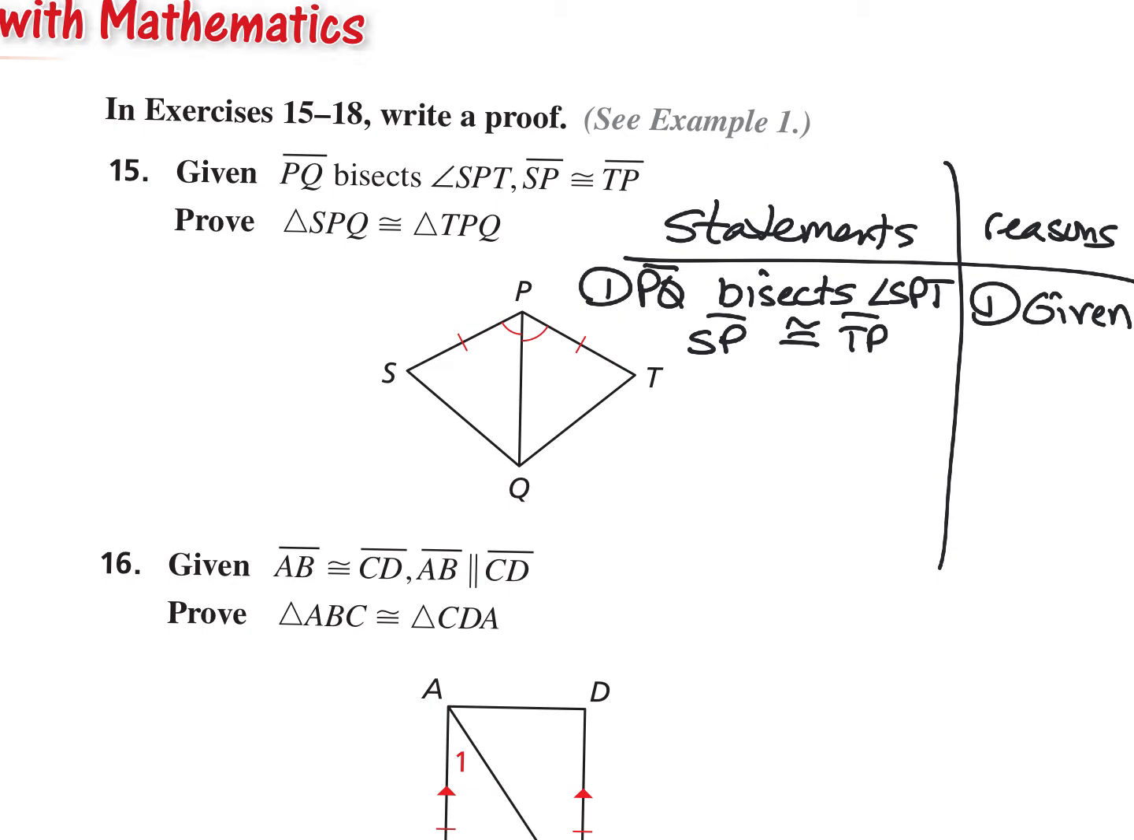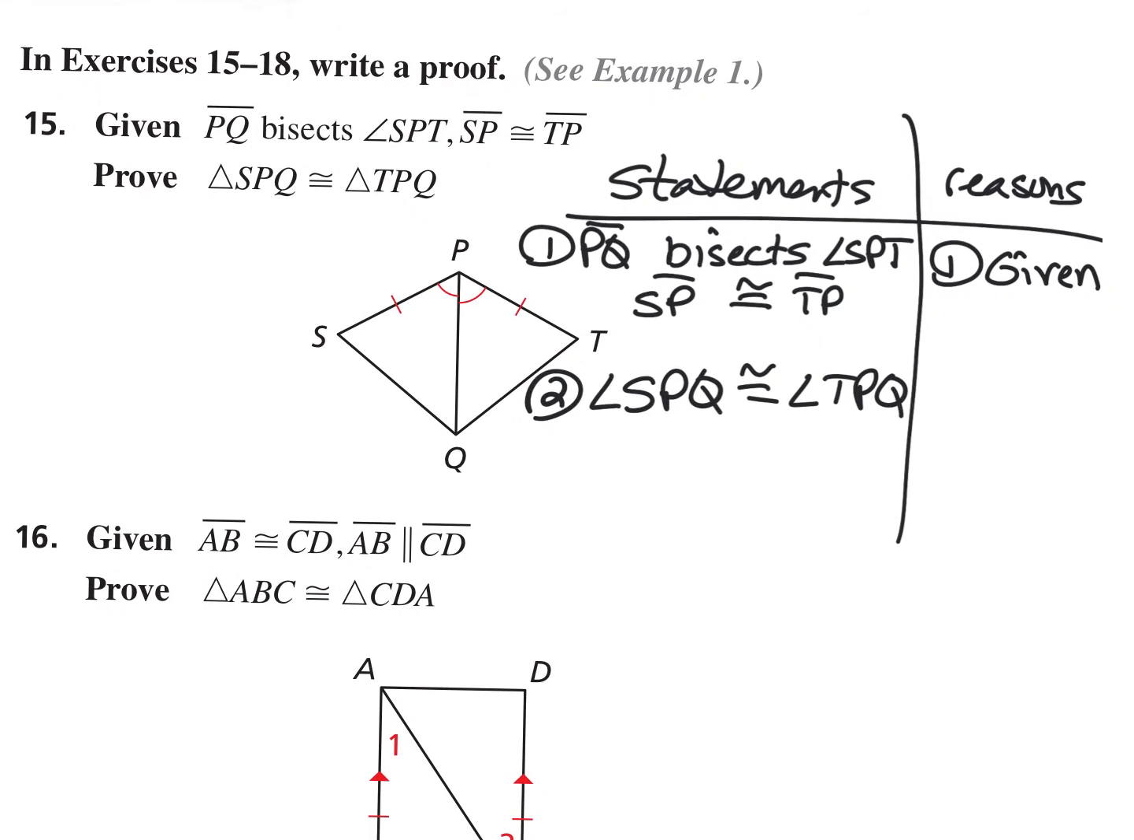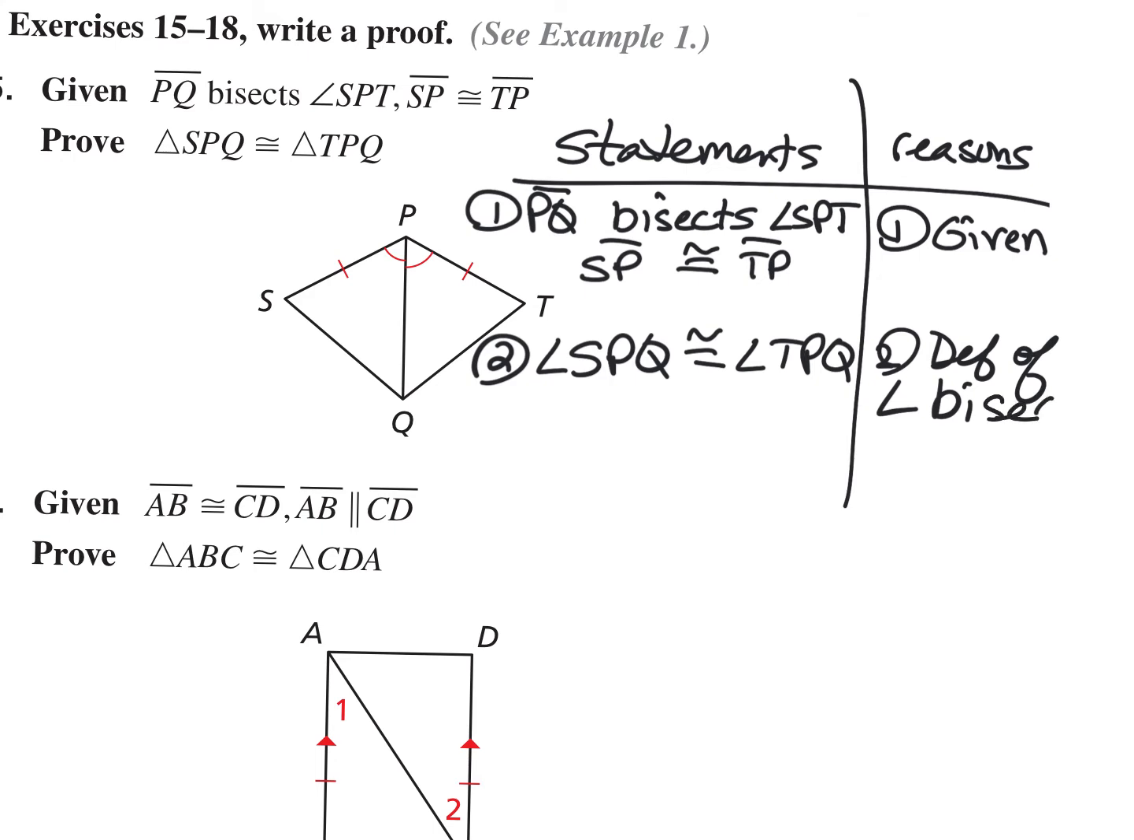So what I need to do as my next statement is state that angle SPQ is congruent to angle TPQ. And the reason why I can state this is definition of an angle bisector. And that's these two angles that are marked right here. That's this one, and then this is this one.